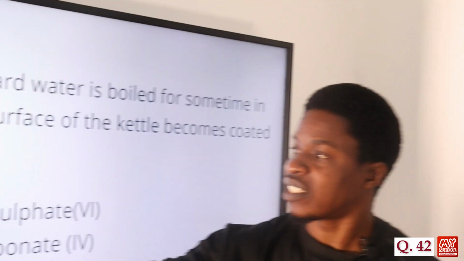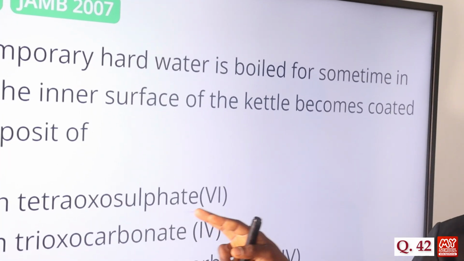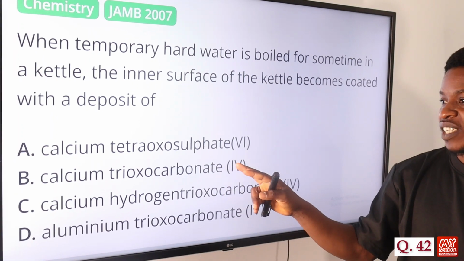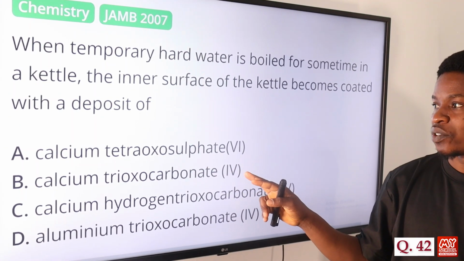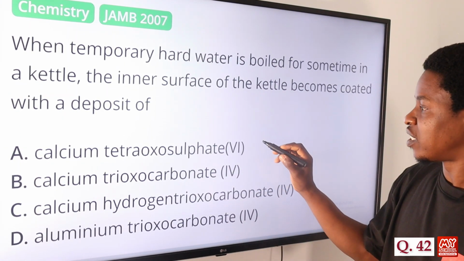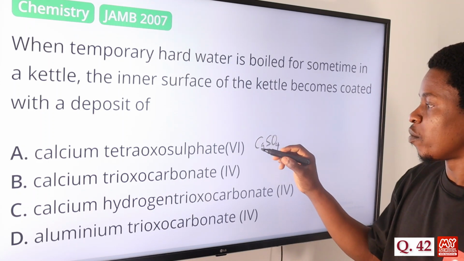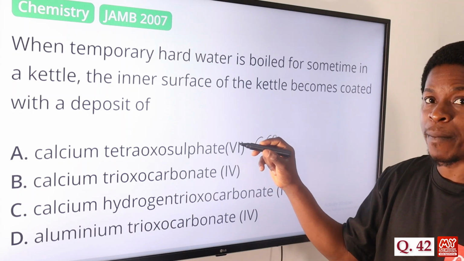Option A says calcium tetraoxosulfate(VI). No. Calcium trioxocarbonate(IV), yes, that is your CaCO3. Calcium tetraoxosulfate(VI) is CaSO4. No, and this will be present in permanent hard water.